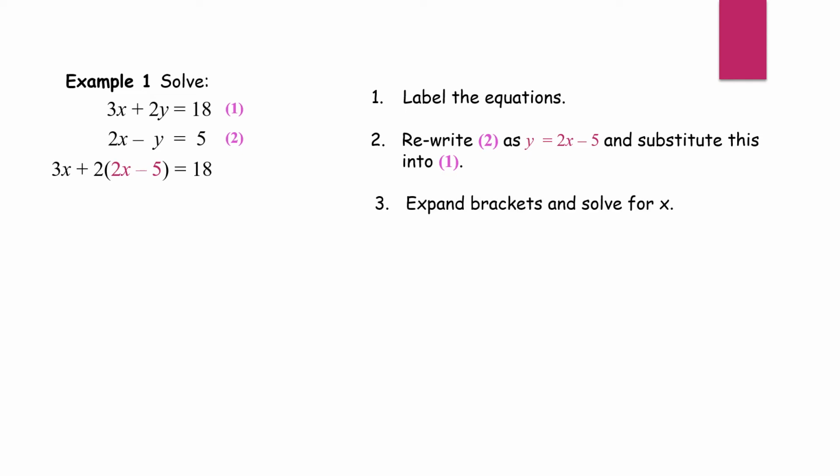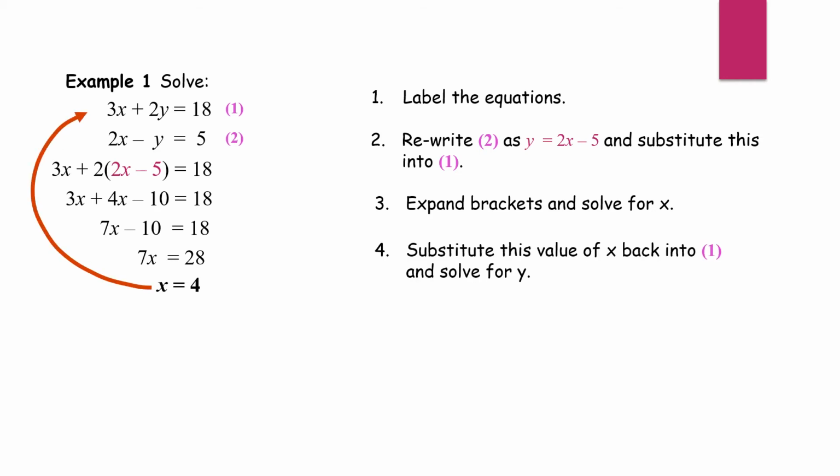If we expand the brackets, we can now solve for x. So we get 3x plus 4x take away 10 equals 18. We're going to collect our like terms together. That gives us 7x minus 10 equals 18. We're going to add 10 to both sides to get 7x equals 28, and then we're going to divide both sides by 7 to get x equals 4.